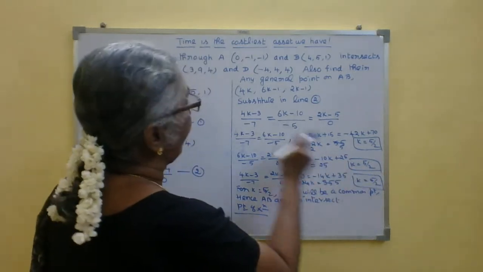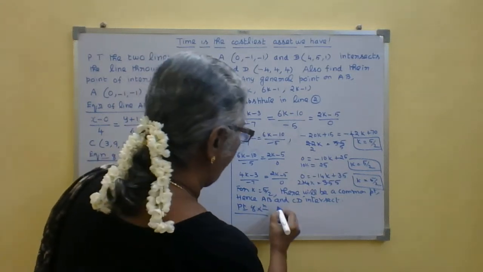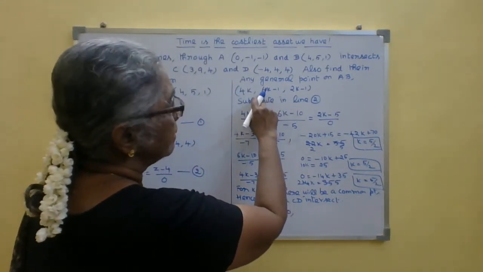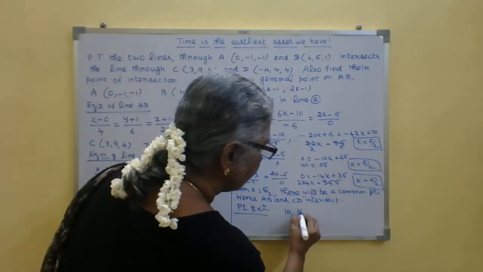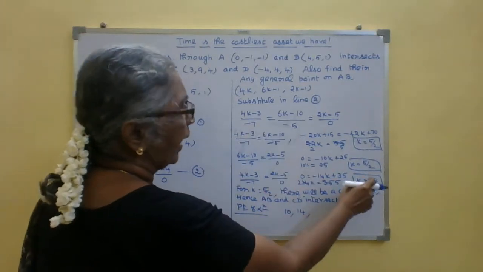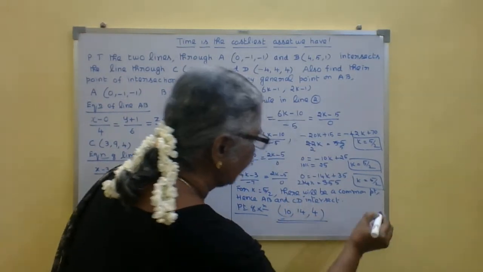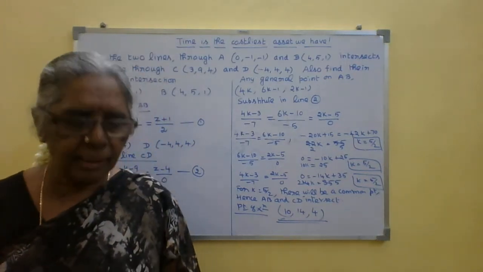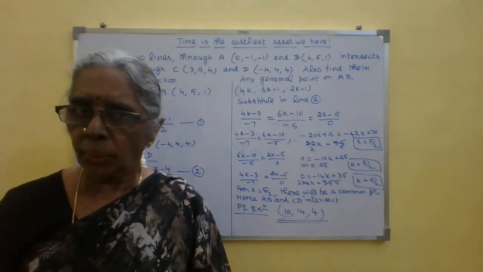So let me put k is equal to 5 by 2, 4 into 5 by 2. So I will get 10. Okay. Then 6k minus 1, 6 into 5 by 2, so 15, 15 minus 1 is equal to 14. 2k, that will be 5, 5 minus 1 is 4. So this is the common point and this is the point of intersection between the lines 1 and 2. Is it clear to you?